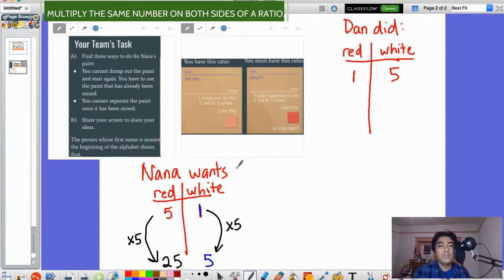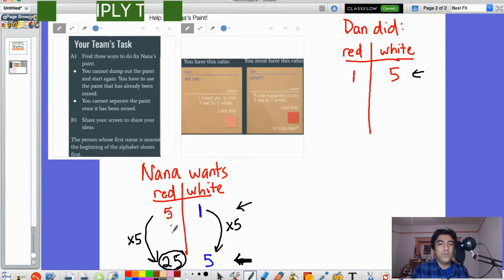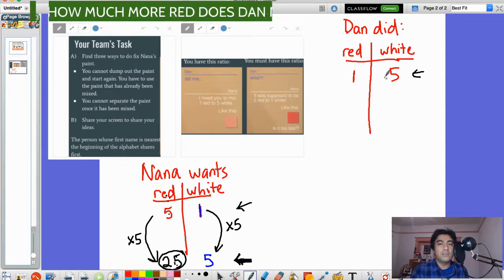Remember, this table represents what Nana wants. So if Nana wants 5 to 1, 5 for every 1, it means Nana also wants 25 for every 5. Nana wants 25 red for every 5 white. Okay, let's go back to what we have. Hey, we already have the 5 white. But now, we just need 25 red. But Dan has 1 red.